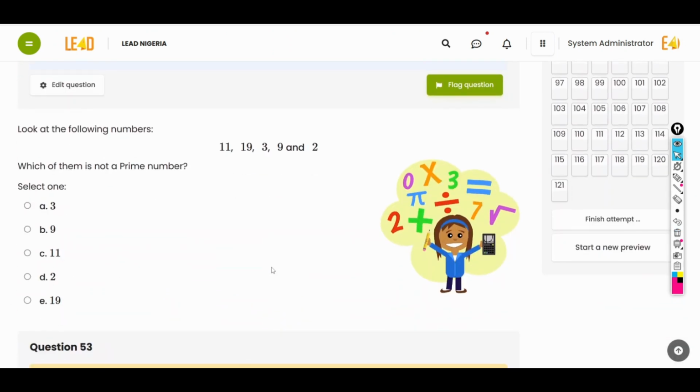52, okay, look at the following numbers. Which of them is not a prime number? All right, so that will be 9. That will be 9 because 9 can be divided by 3, right? So 9 is not a prime number.